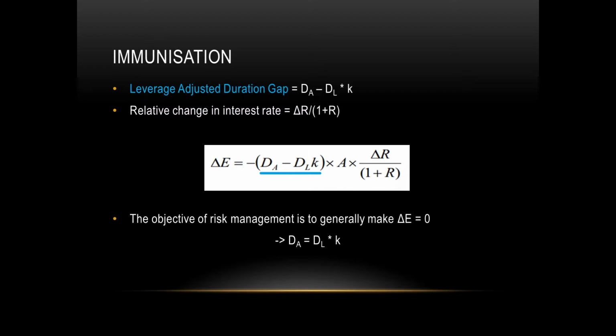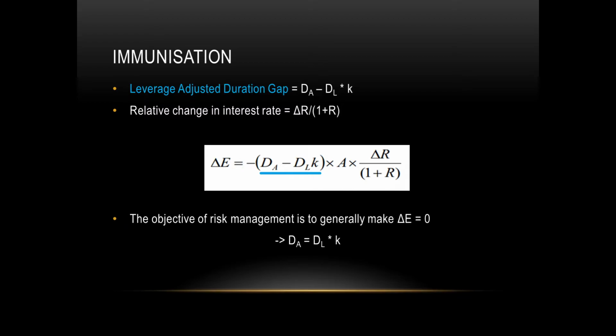The duration gap is important because banks generally want to manage their interest rate risk by minimizing change in equity, and one way to do this is they need to also minimize that duration gap by making it equal to zero, or at least making it as close to zero as possible. And that's what we call immunization.